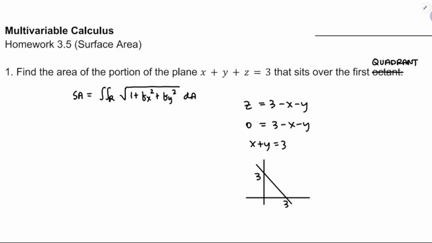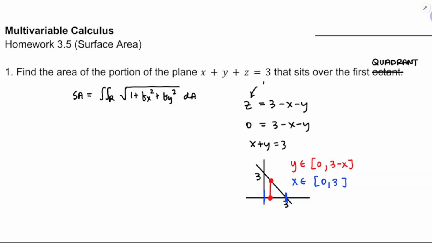As far as the region that we're interested in, it might be easier to talk about y first. From bottom to top, y is in the interval: the bottom looks like y equals 0, the top looks like y equals 3 minus x. Meanwhile, x is running from 0 up to 3. So those will be my bounds of integration. I will need to take fx and fy, but that's my formula right there.